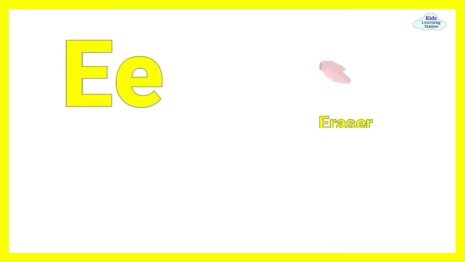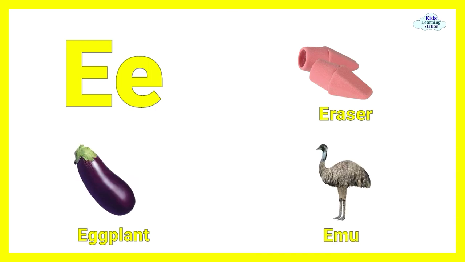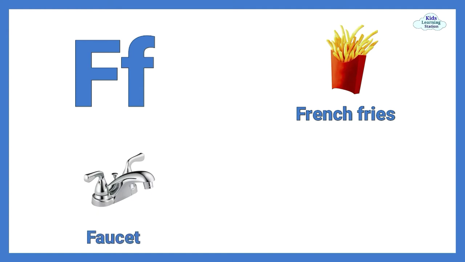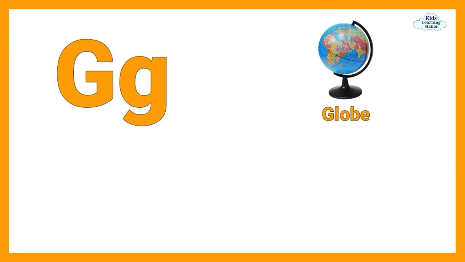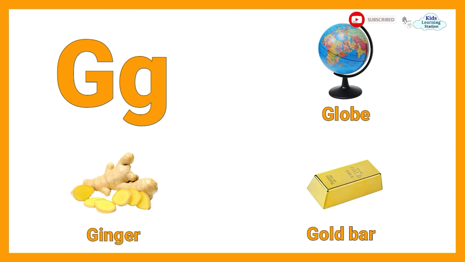E is for eraser. Eggplant. Emu. F is for french fries. Faucet. Fence. G is for globe. Ginger. Gold bar.